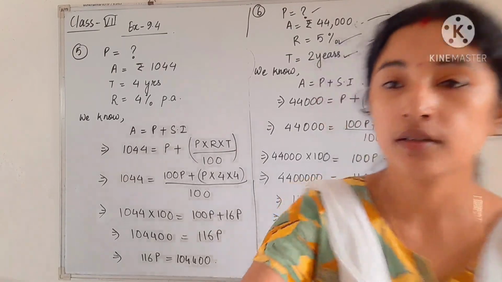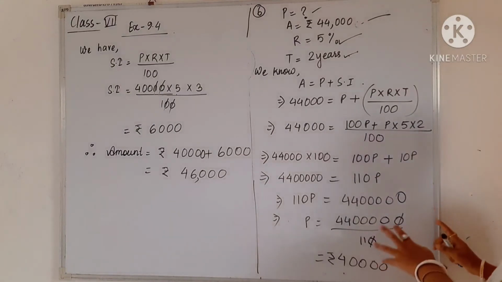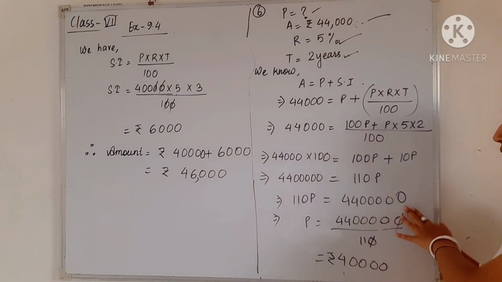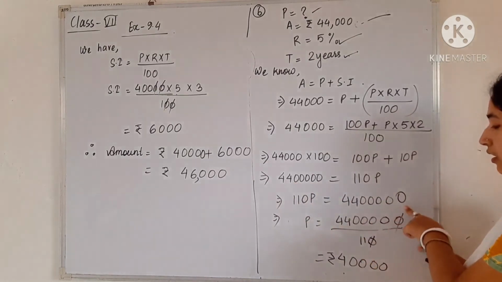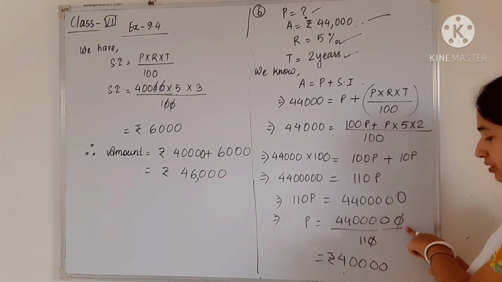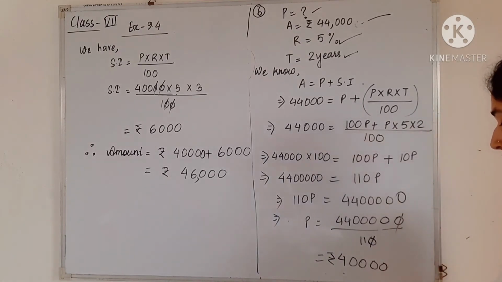So let us find it. Students, please make a correction here. I have not written 10, but here you can see there are total 5 zeros. So here I have not written that one. So please write that. After cancelling we will get 40,000 rupees as principal.